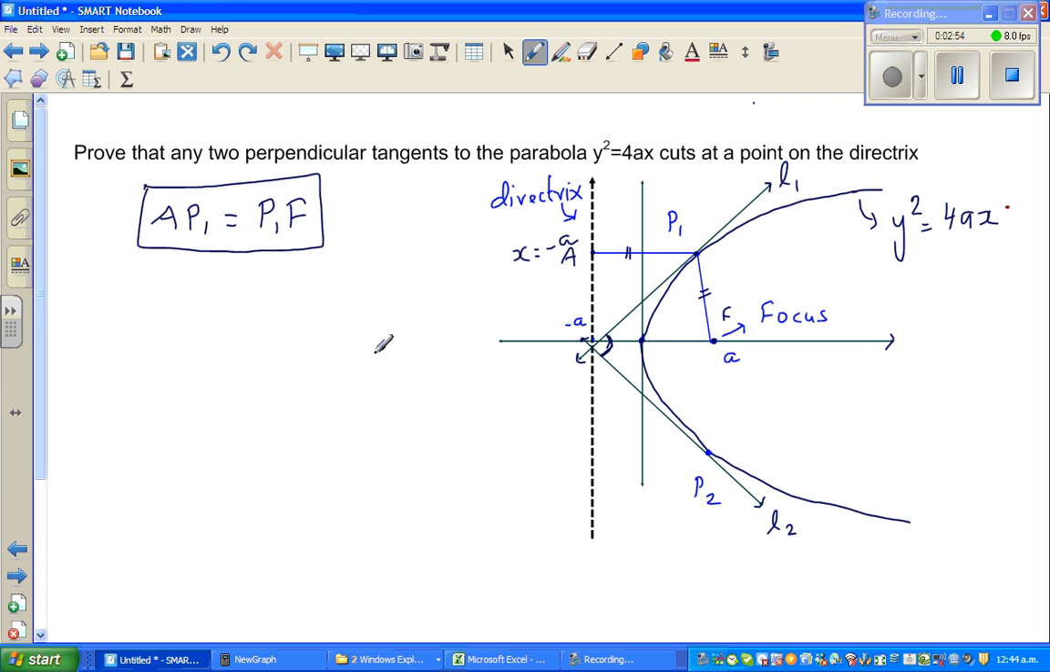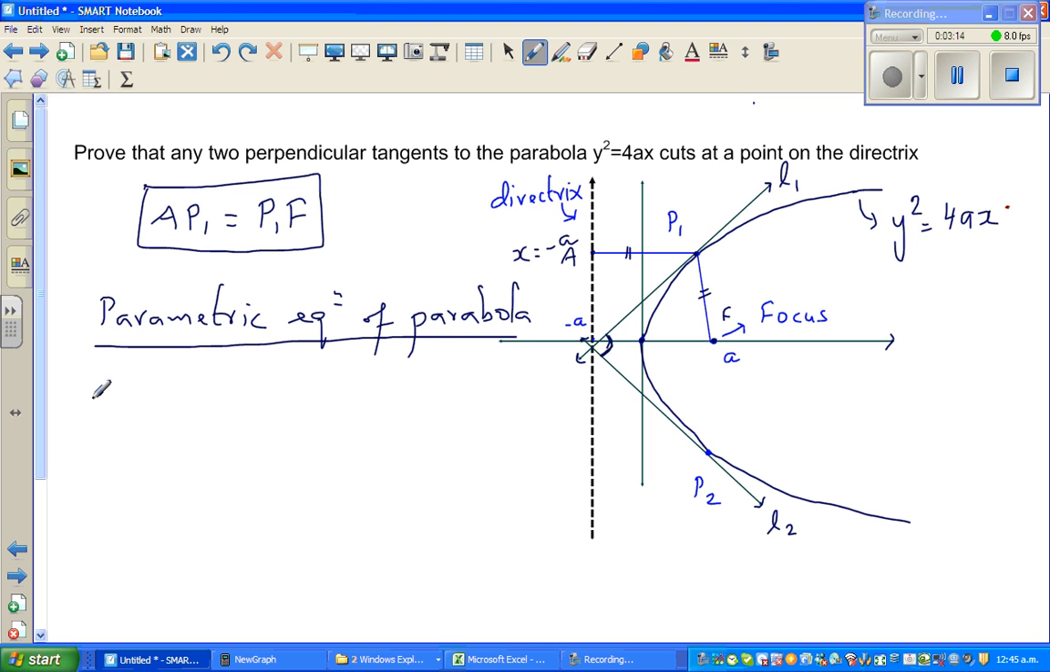Okay, so what do we know? Let me write the parametric equation of a parabola. The parametric equation is with the parameter t, time. So it is y is equal to 2at and x is equal to at squared. This is the parametric equation of a parabola. You can refer this in your formula sheet, and if you make t the subject, you will get this form. So this and this are the same.